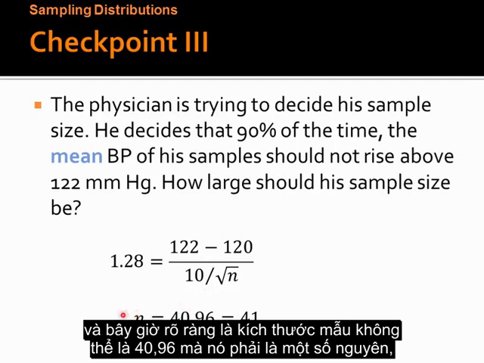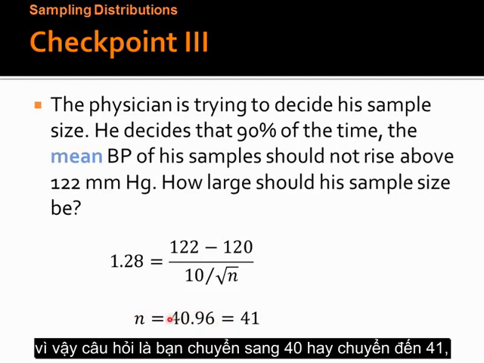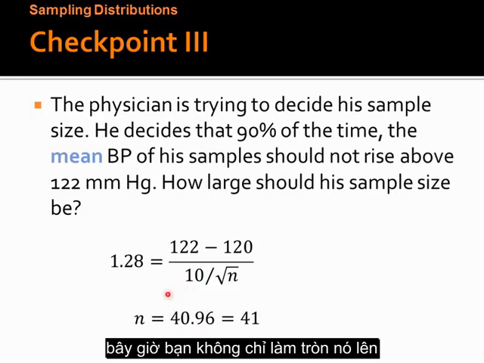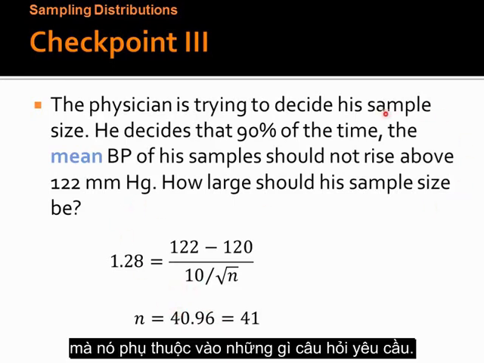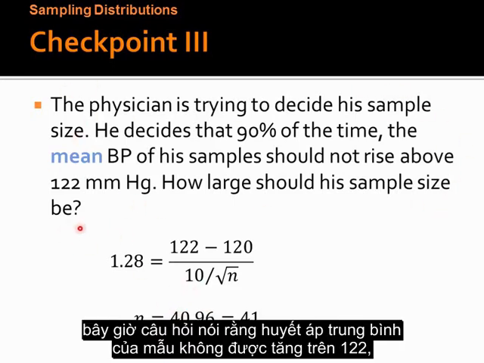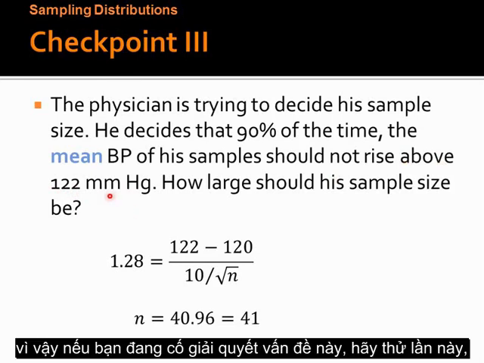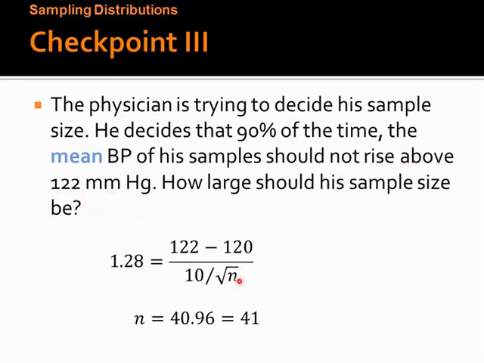Now, obviously, the sample size cannot be 40.96. It has to be an integer, a round number. So the question is, do you go to 40 or do you go to 41? Now, you do not just round it up. It depends on what the question is asking. And so the question says that the mean blood pressure of the sample should not rise above 122, right? So if you're trying to work this out, give it a shot.